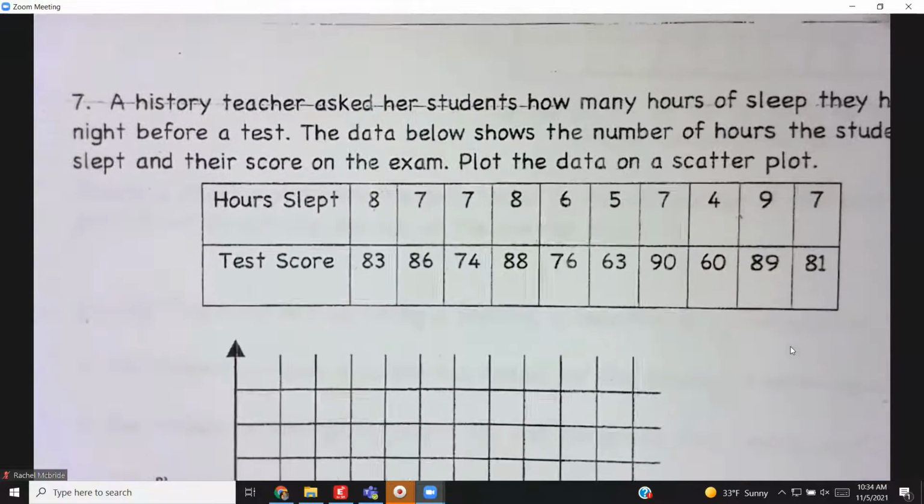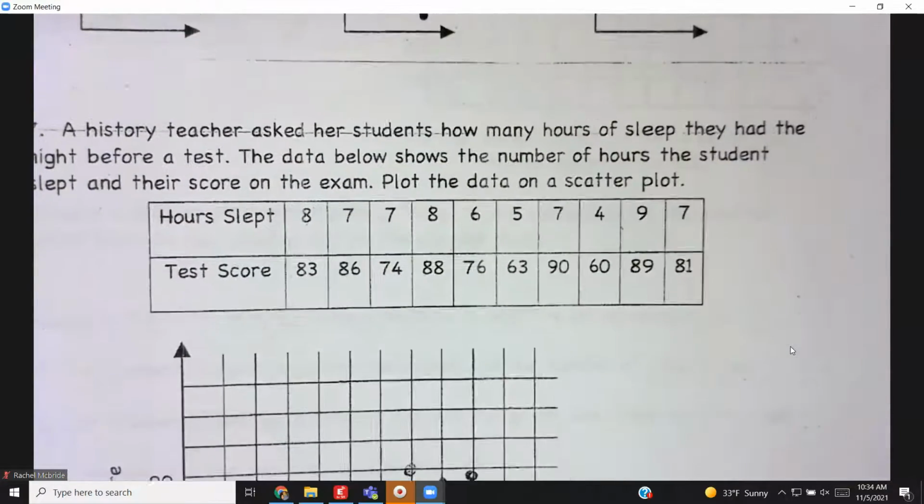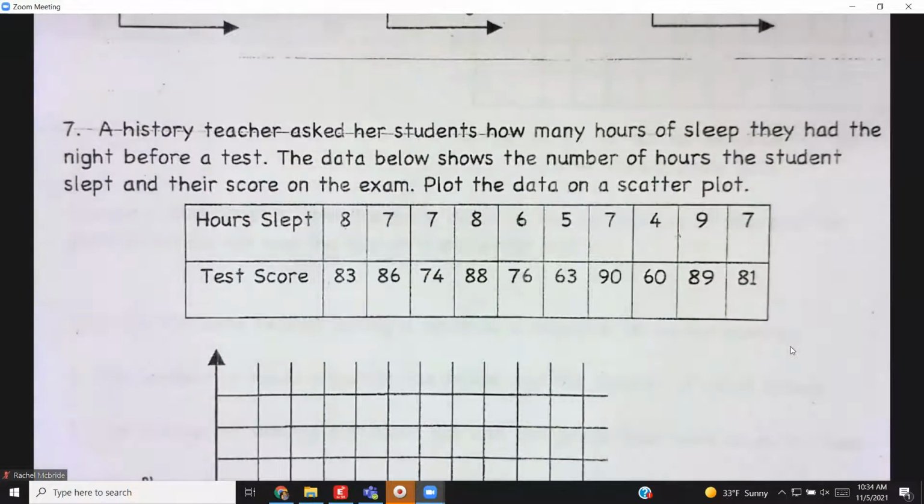Okay, for number 7, we have a history teacher asking their students to record the number of hours they slept the night before a test to see if hours slept and test score is correlated. So I already kind of labeled your axes for you. I gave you your hours slept on X, test scores on Y. I labeled them evenly. So go ahead and take a minute now and plot each of those points by hand on your graph.